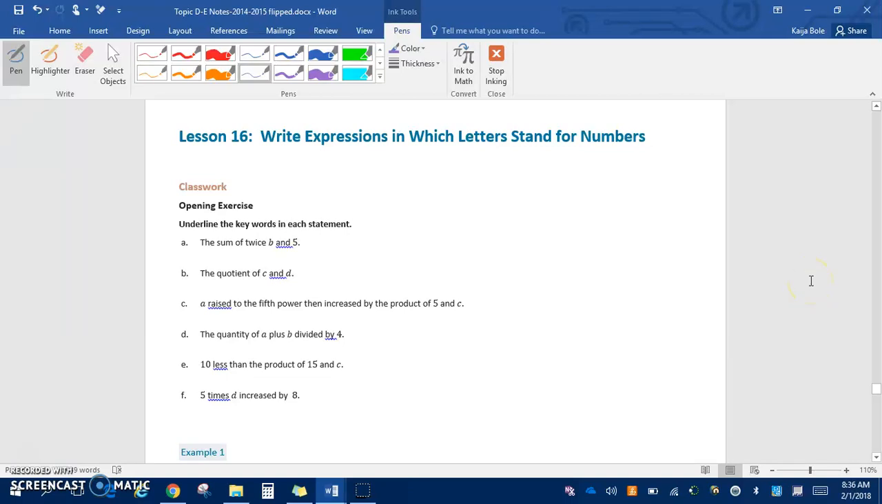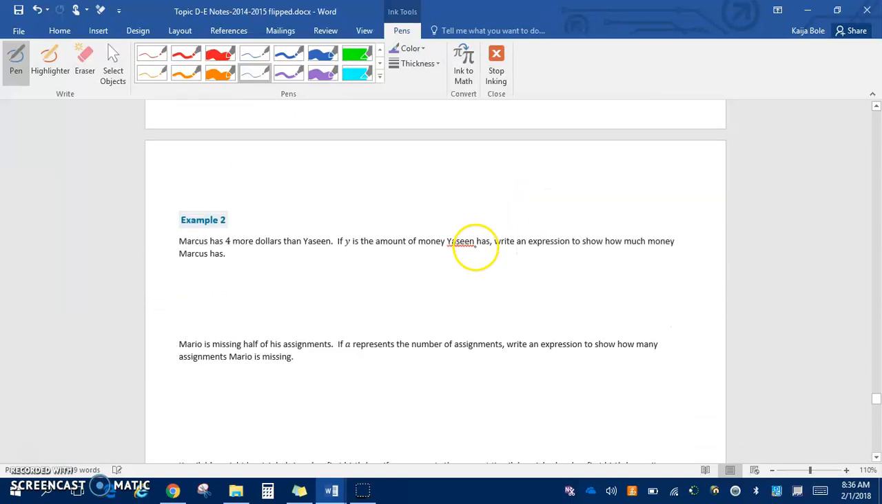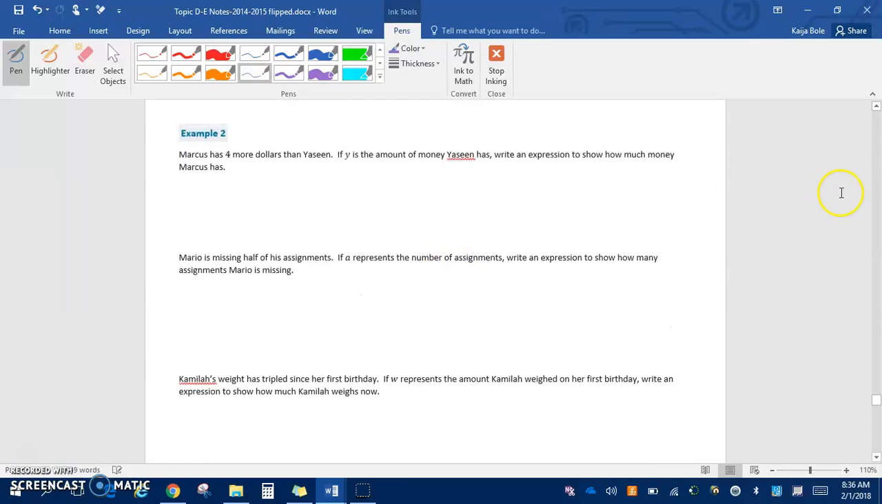Alrighty, so here we are back on lesson 16, day 2 today though. So you're going to open up, we've already done that first page of the section. We're going to start on page 28 in your note packet where it says example 2. The difference between what we're doing today and what we did yesterday was that today we have more real life examples. So these are kind of more like scenarios rather than just one sentence and we write the expression.